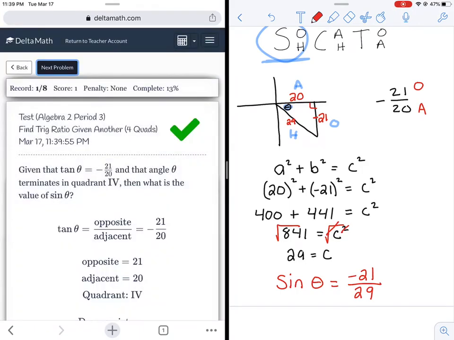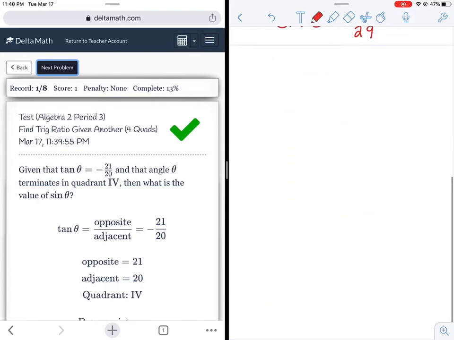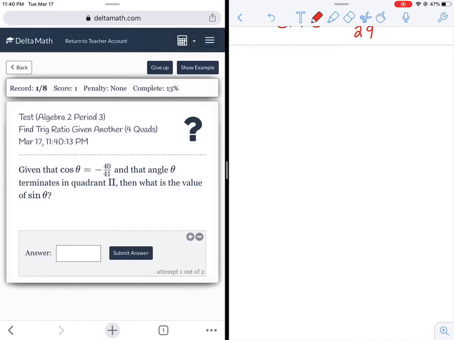All right, I'm going to try 1 or 2 more of these with you. If you feel comfortable at this point, because again, this is a review topic, you could absolutely start just doing the Delta Maths. You don't have to watch this whole video. But if you are feeling a little uncomfortable, please watch another example or 2. So let's go to the next problem.